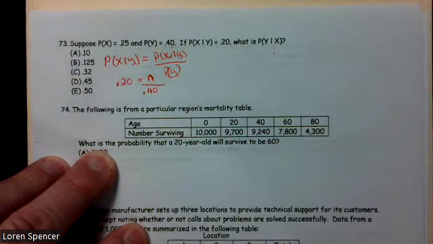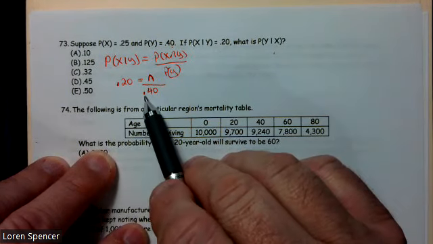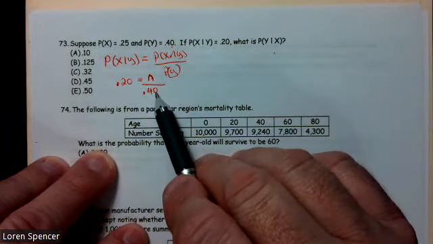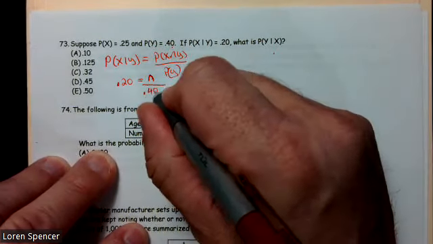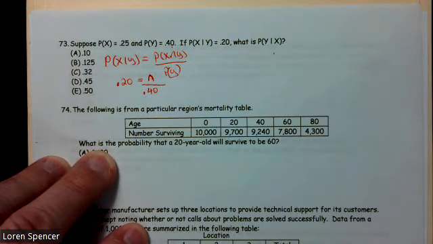Is that correct? Yes. So I need to get rid of this denominator, so I need to multiply both sides by 0.40.